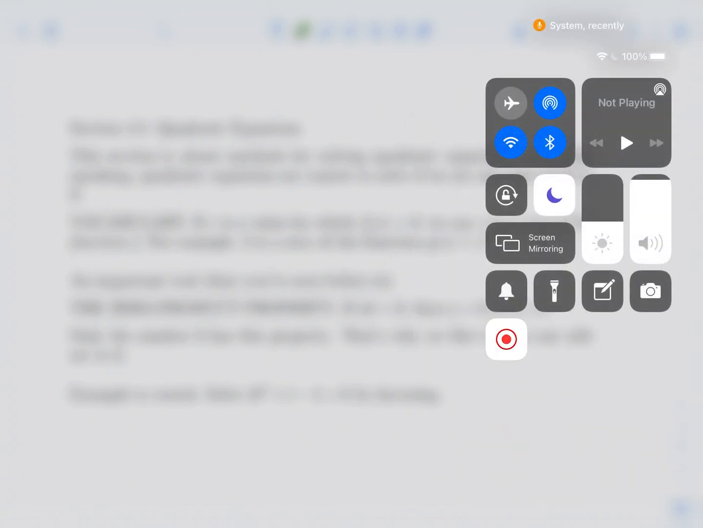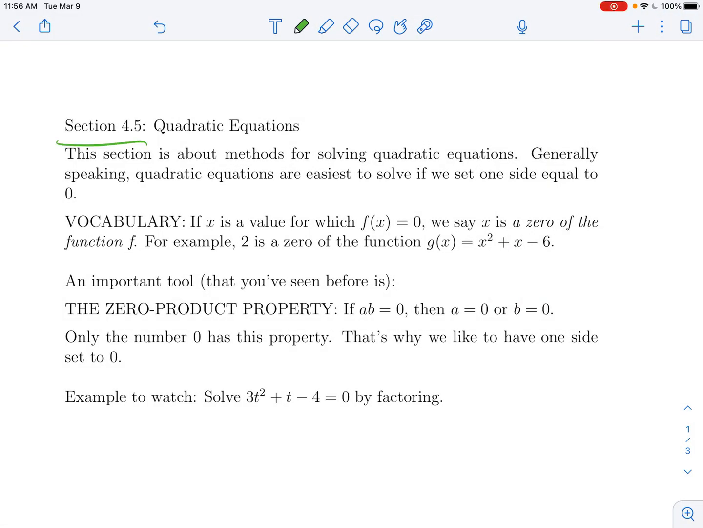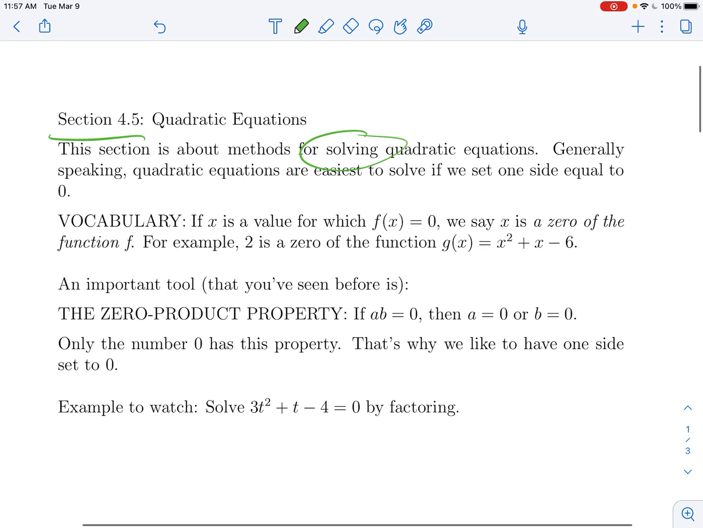Hi there, this will be a pretty short video where we talk about section 4.5 on quadratic equations. What we're going to focus on here is how to solve quadratic equations. There are basically two ways we're going to go about this. One will involve factoring and one will involve using technology.